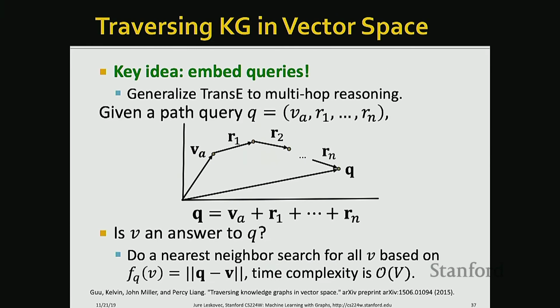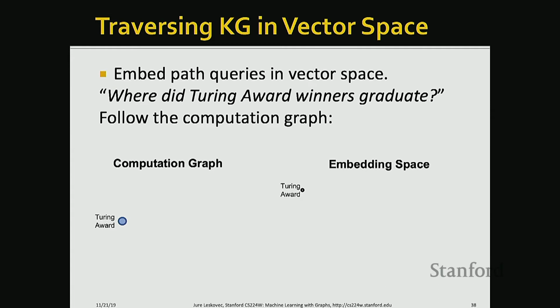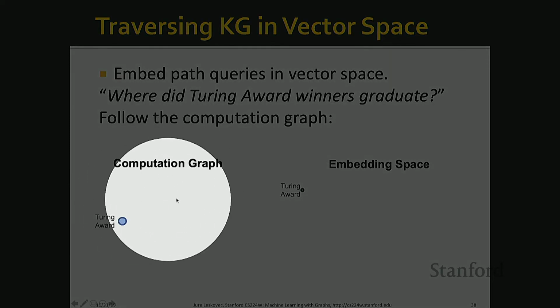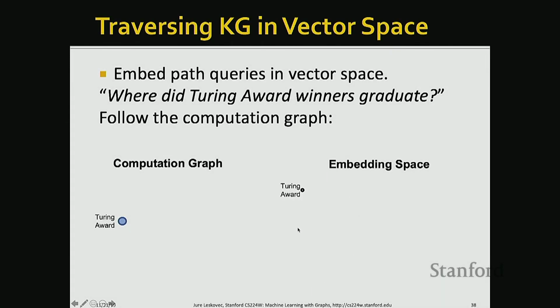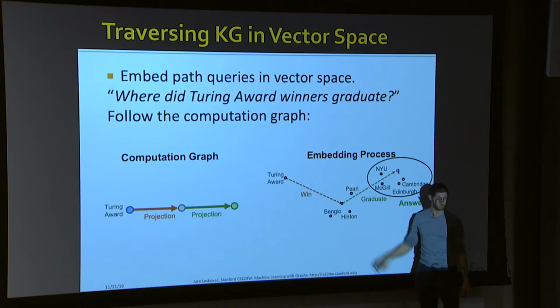Let's move forward then. Okay, so let's go into detail now exactly how this query is executed, so that hopefully it will also clear up your doubts. So again, it's where did Turing Award winners graduate, and on the left we're going to have our computation graph, and on the right you can see what happens in the embedding space at each step, okay? So we start from Turing Award, it's here in our embedding space, we do the projection of our relation, which is win, and then this vector will bring us in this area of the embedding space. We find these three very close neighbors, and we decide to expand on each one of them, okay?